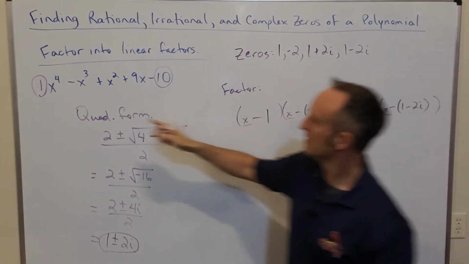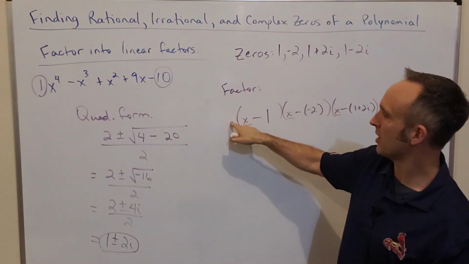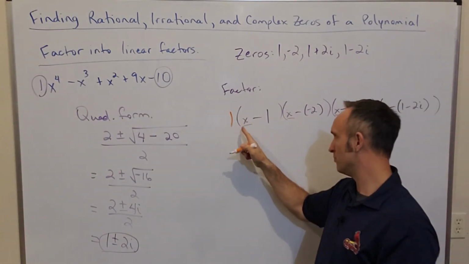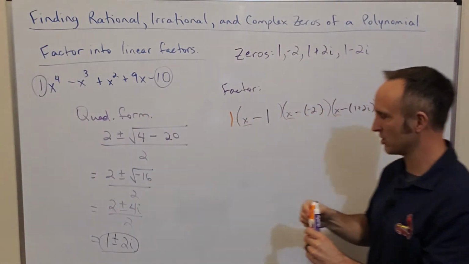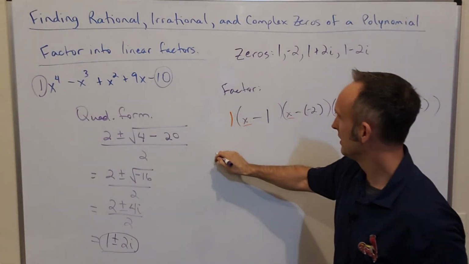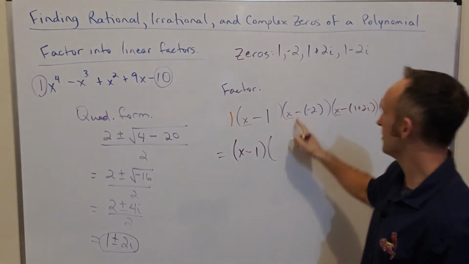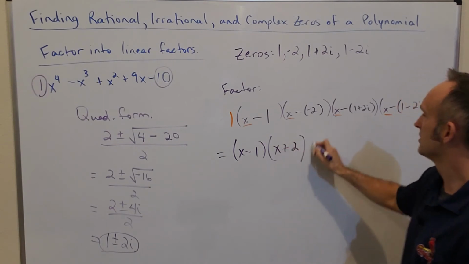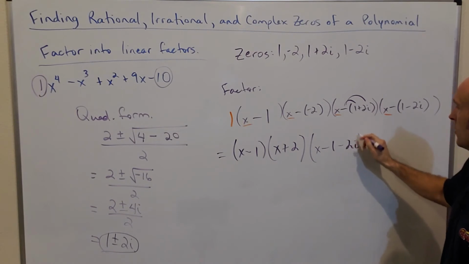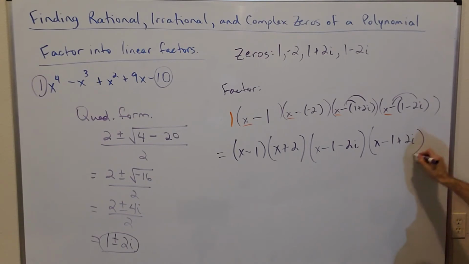But sometimes this could be a 2 or a 3, and you'd have to adjust your coefficient by copying it here. So just for emphasis, I'm going to put a 1 there to make sure that this coefficient matches that coefficient, okay? Now, if we clean all of this up, it just turns into x minus 1 times x plus 2 times, distribute the negative, x minus 1 minus 2i times x minus 1 plus 2i.